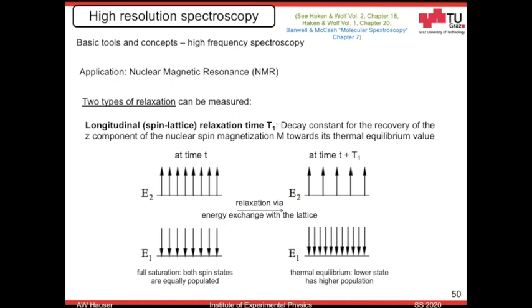Why is the system relaxing? Well, we have excited it to the state where we have same probability for E2 and E1 at some point, but then we have interactions of these spins with the lattice, so they are embedded in some material and they are coupled, if you want, to a thermal bath and will relax to the Boltzmann distribution eventually. This is the time T1.